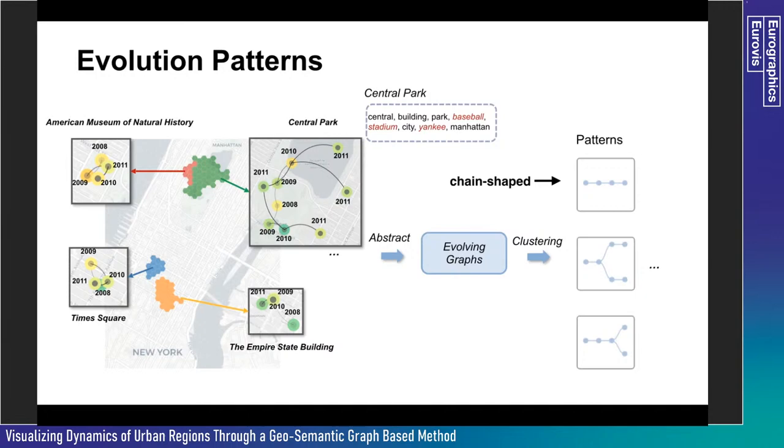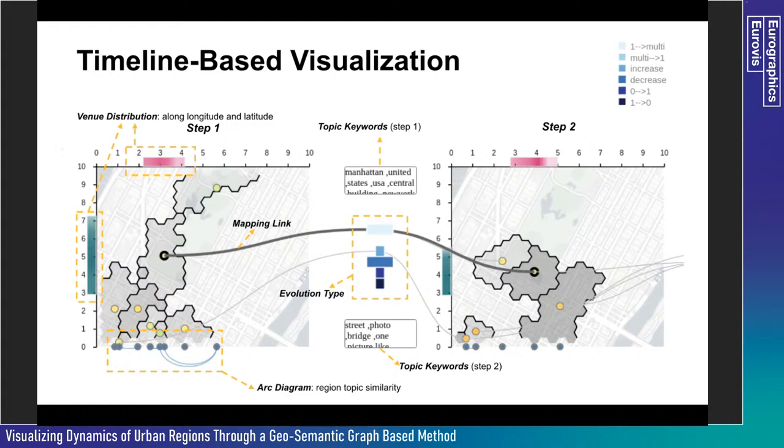We use timeline-based visualizations to show the temporal evolution of regions. Thumbnails denoting a specific area of interest are aligned horizontally. Mapped regions are linked between two time steps so that it is convenient to track the evolution of a specific region. A rich set of visual techniques facilitate the comparison tasks and the inspection of the region details. For example, the histogram stripes on the top and left sides of thumbnails encode the distribution of venues along the longitude and latitude directions. Now, let me show the demo of how our visual system works.